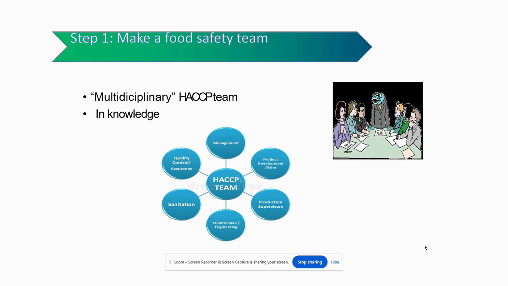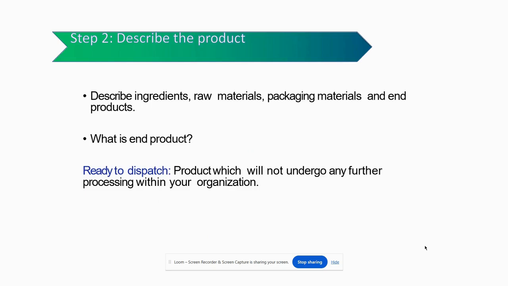The second step in HACCP implementation is description of the product. We need to describe the product for which we are going to implement the HACCP system. This description will include the list of ingredients to be used, the raw materials which are being used, the packaging material to be used, as well as the end product. What is the end product? This description should be documented. What is the packaging material, also the raw material specification, ingredient specification, packaging material specification and product specification to be documented.